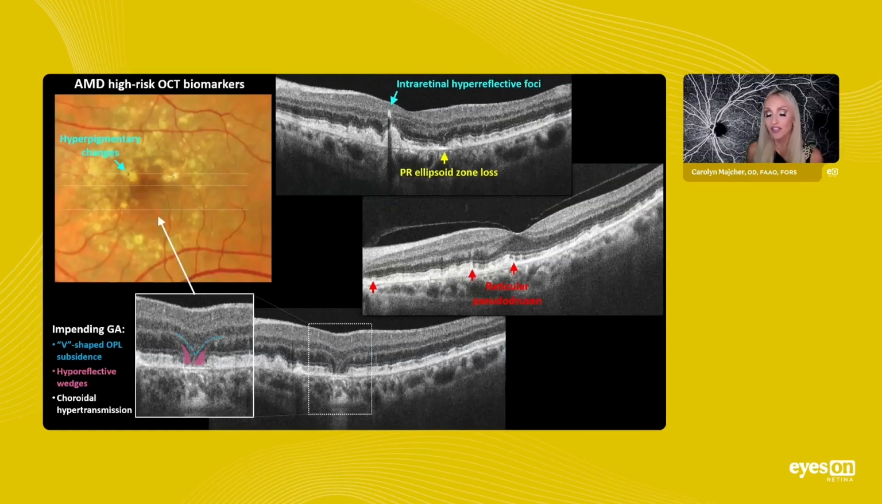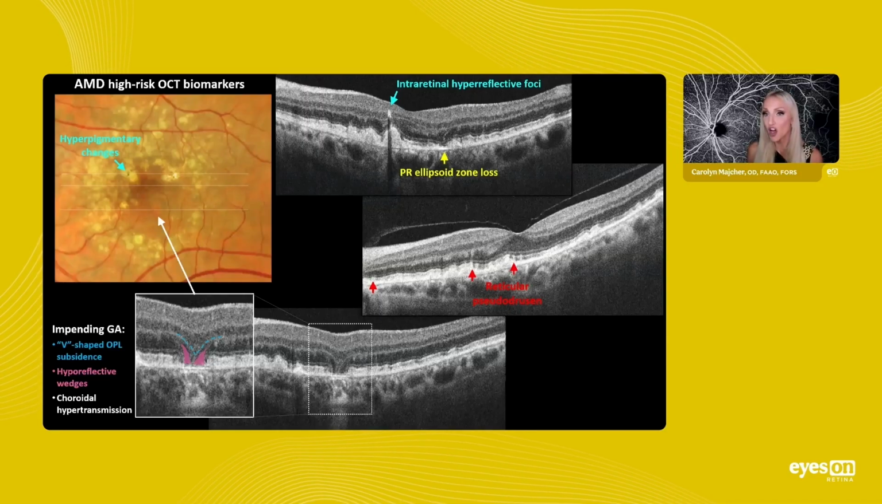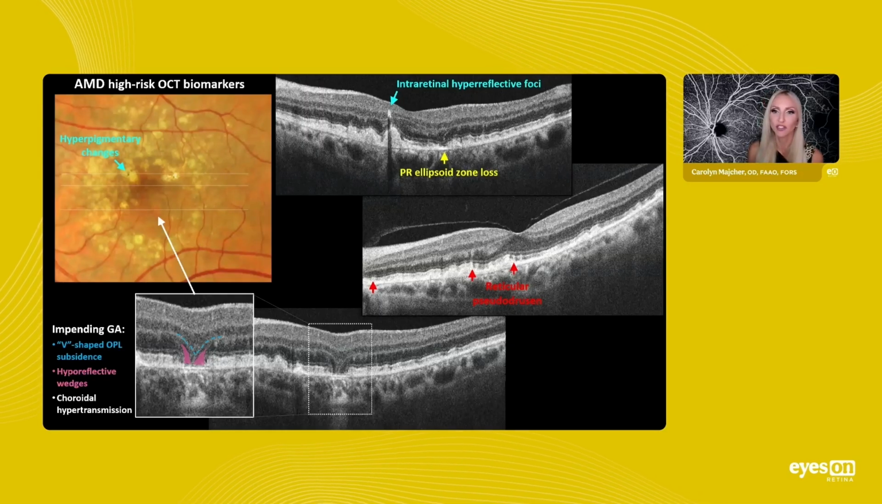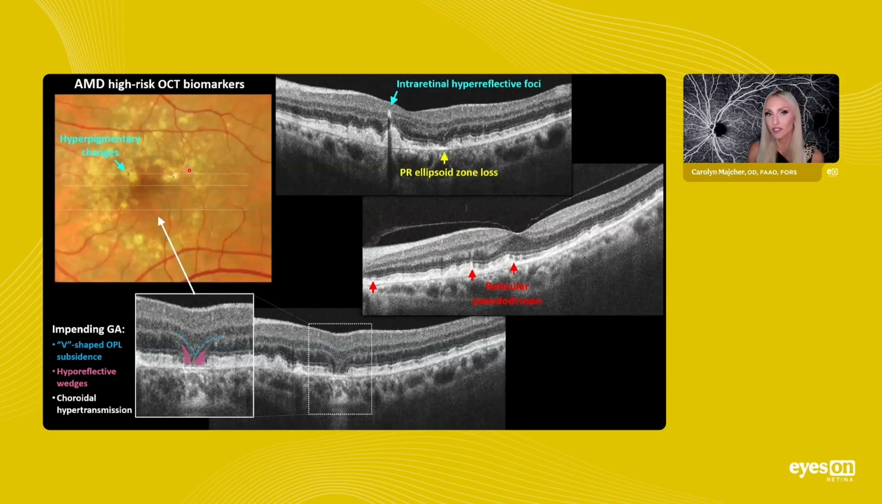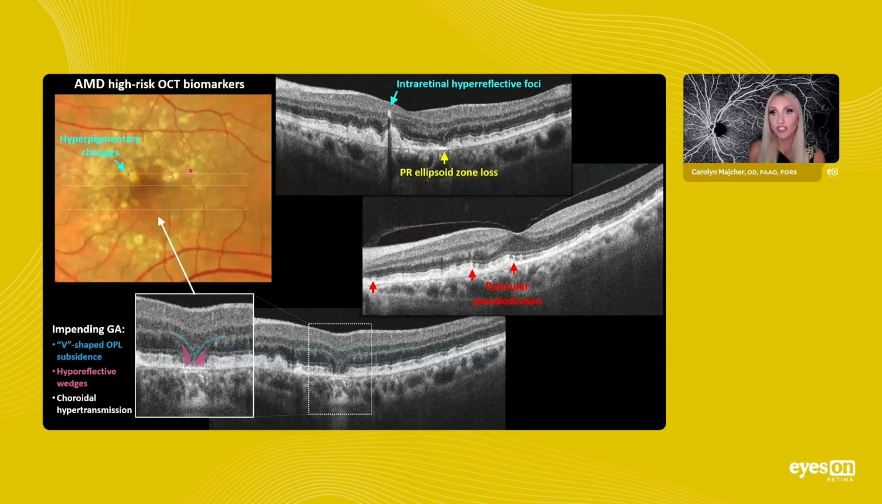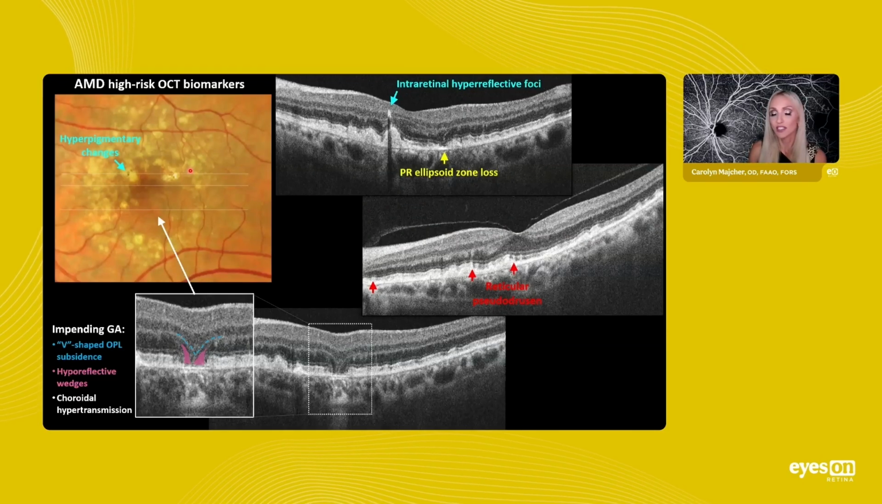Next case is a 70-year-old male. He has a history of high-risk intermediate stage non-exudative macular degeneration, because he has some large drusen and pigmentary changes on clinical examination. Entering best-corrected visual acuity here was 20/20.